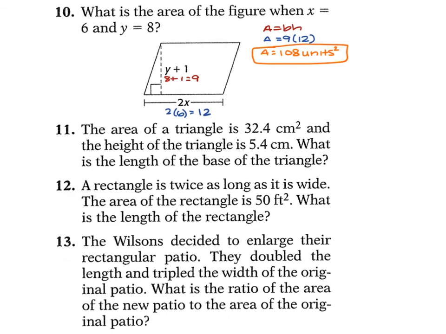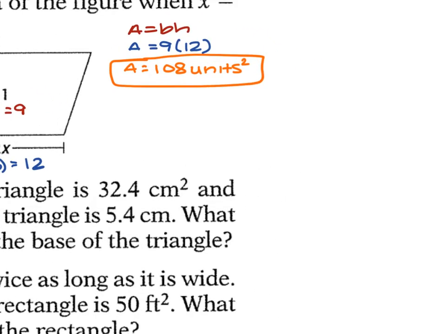For 11, it says the area of a triangle is 32.4 centimeters squared, and the height of the triangle is 5.4 centimeters. What is the length of the base of the triangle? If we remember, the area of a triangle is 1/2 times your base times your height, or base times height divided by 2. It tells us that our area is 32.4, so 32.4 is equal to your base times your height divided by 2. Your base you don't know, but your height is 5.4 centimeters.